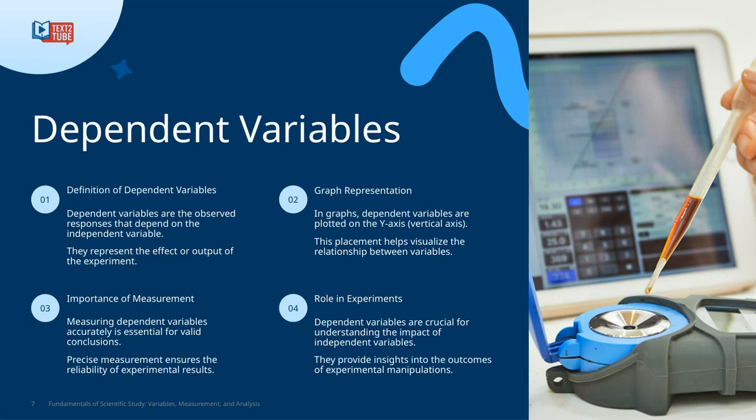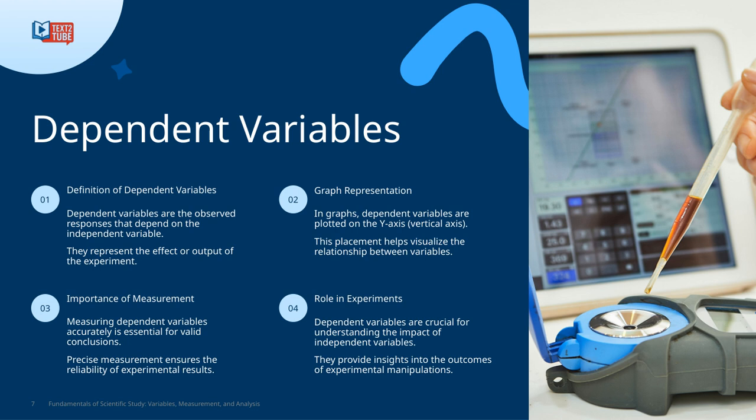These are crucial in experiments because they help us understand the impact of the independent variables we manipulate. Essentially, they show us the outcomes or responses that depend on what we change in the experiment. Now, measuring these dependent variables accurately is really important. Precise measurement ensures that our conclusions are valid and reliable, giving us confidence in the results we observe.